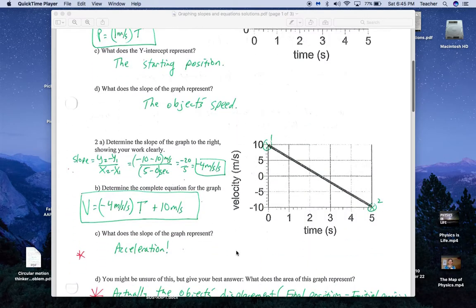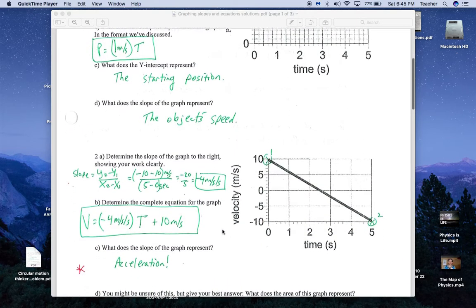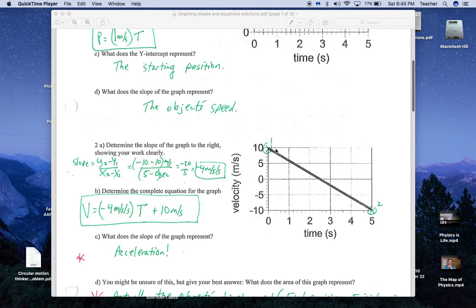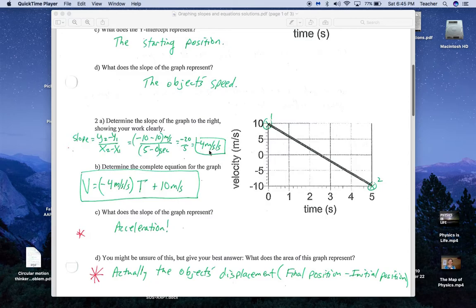For number 2, we've got something similar, except our graph has got a negative slope. So when I choose my points, point 1 here and point 2 here, I have my final point at negative 10 meters per second. My initial point is at positive 10, so I subtract off a positive 10. That gets me negative 20 in the numerator, and then 5 minus 0 seconds is in the denominator. So my units over here are meters per second. My units down here are seconds. So this rather odd sounding unit is negative 4 meters per second per second.